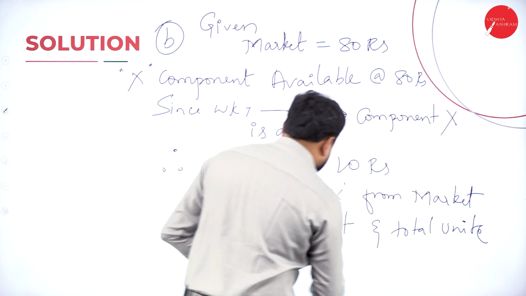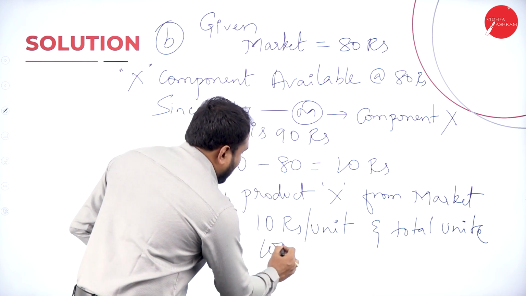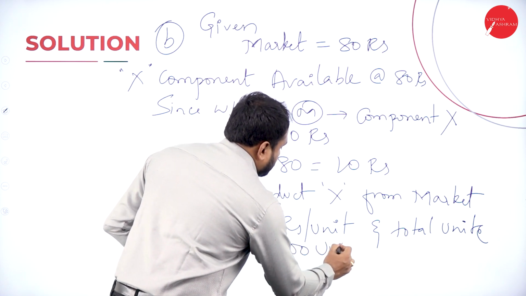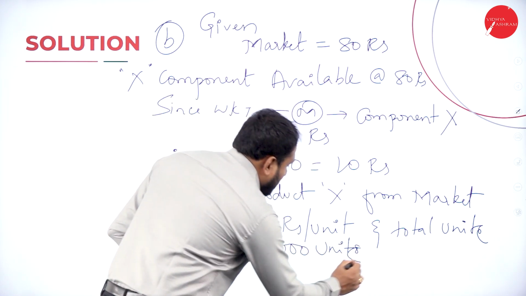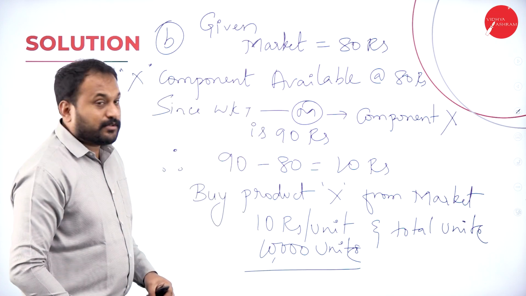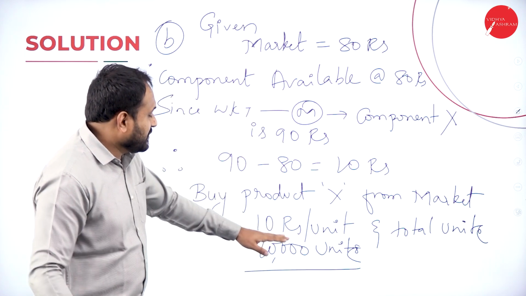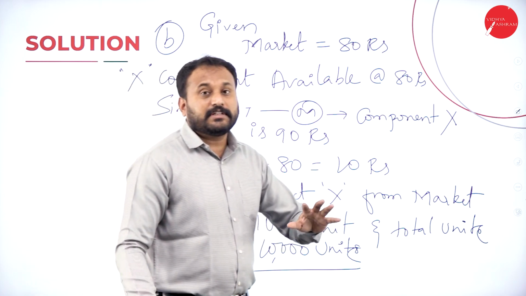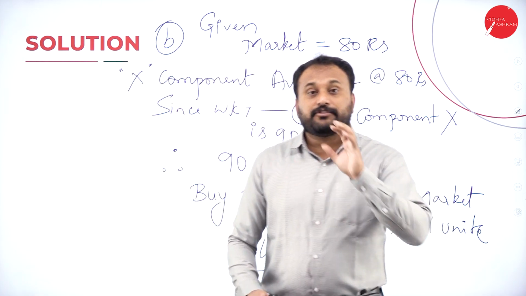Total units are 10,000 units. Units is what you will actually get. So 10 rupees into 10,000 is 1 lakh rupees. So how much will we save? We'll save 1 lakh rupees if we buy the product.